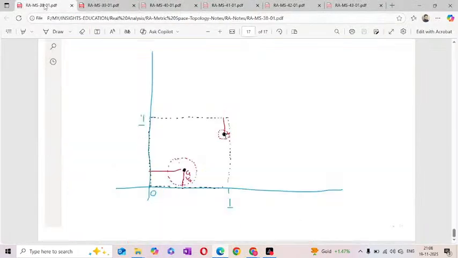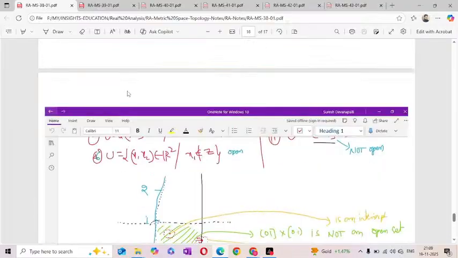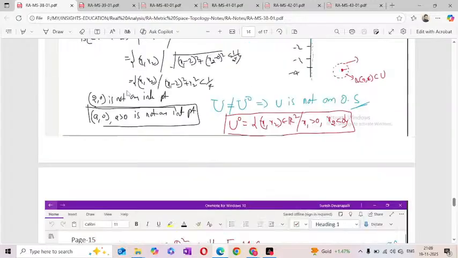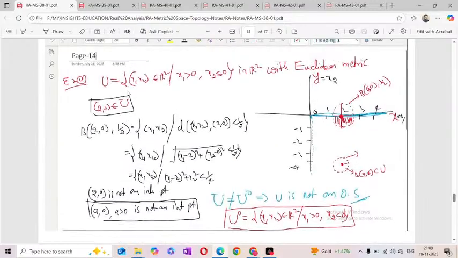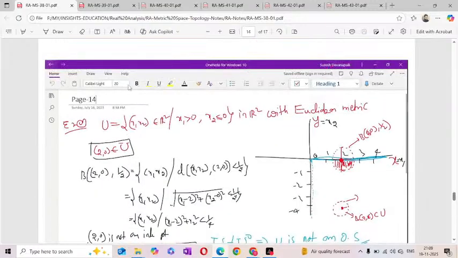So what was the last topic? Open ball. Open set. What is the definition of the open set? If every point is an interior point, that type of set we call an open set.